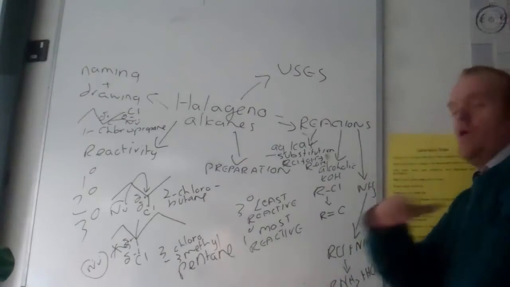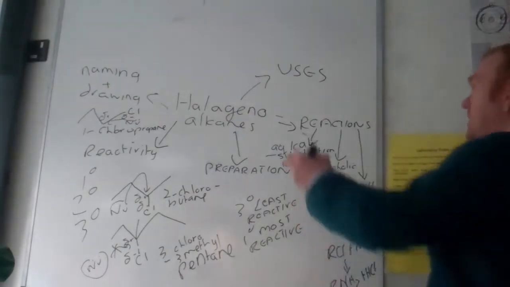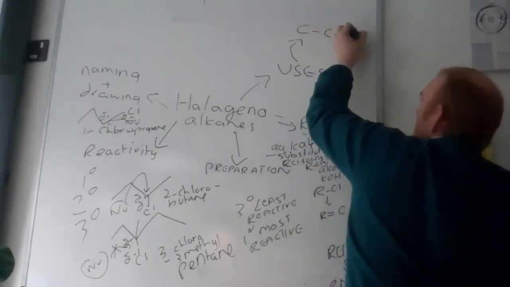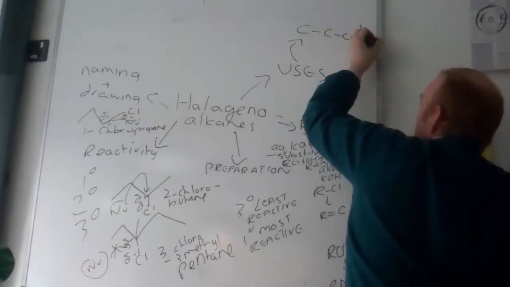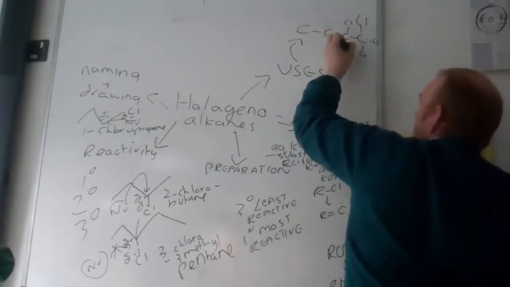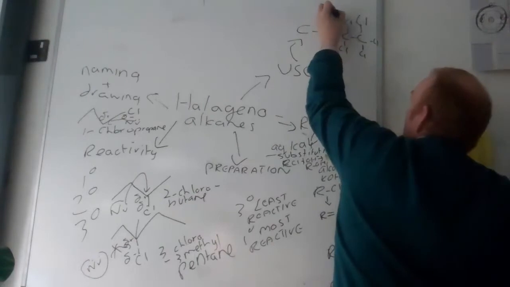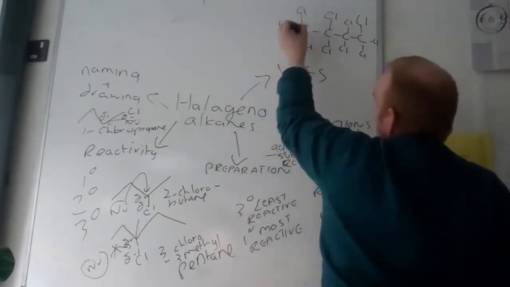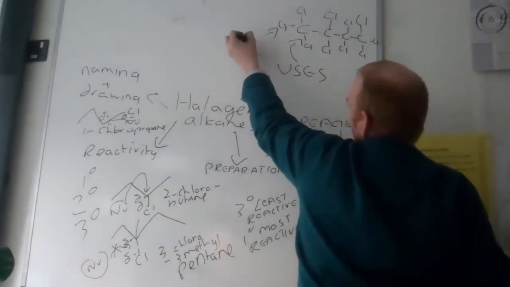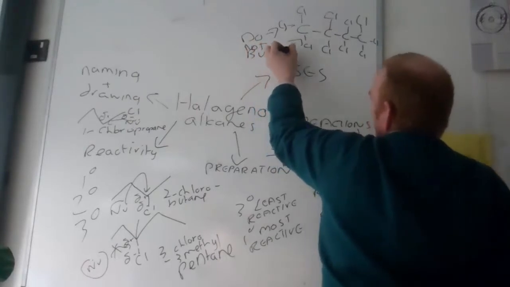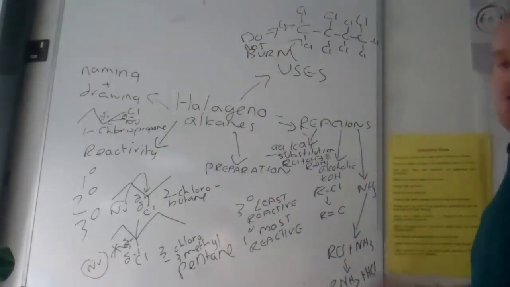Okay, and we can look at the uses of these molecules. Obviously, if you have substituted along the alkane chain with halogens, these are not going to be able to burn. Obviously, if they do not burn, then they're going to be very useful as flame retardants.